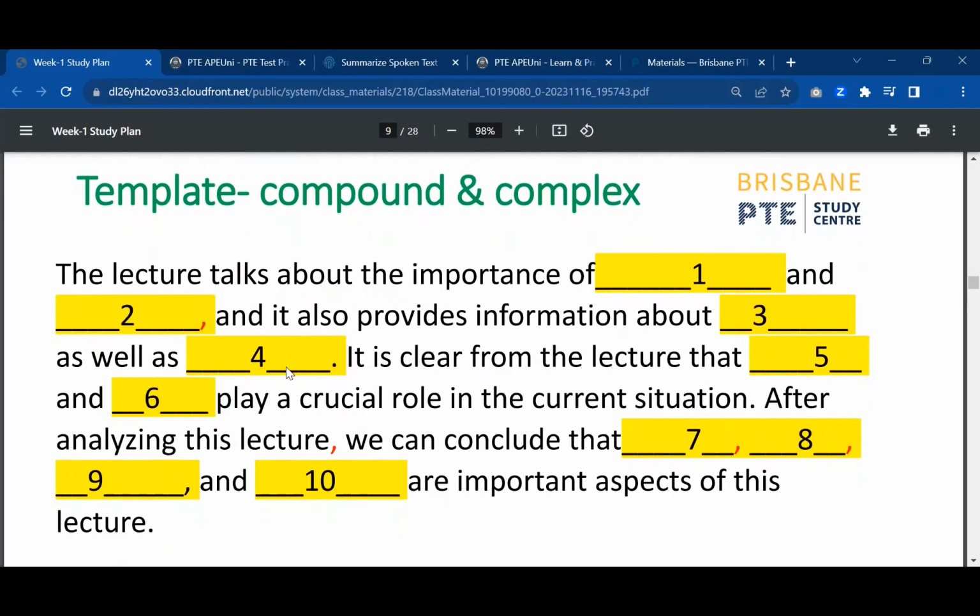This is how the template looks like. Can you all take 10 seconds and please read this? Then I will go through it. Please take a look. It will be easier for you.